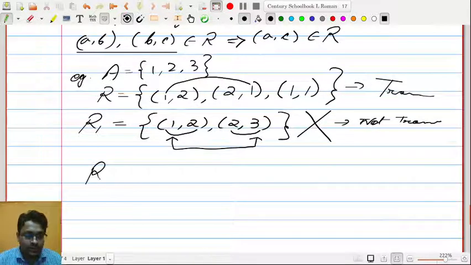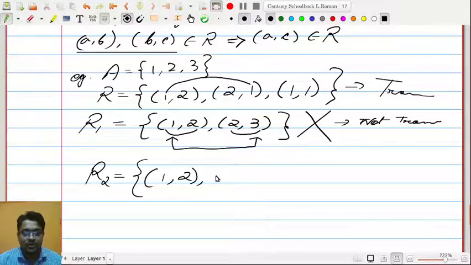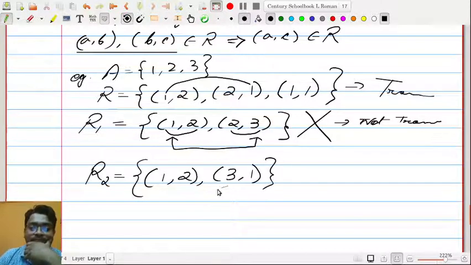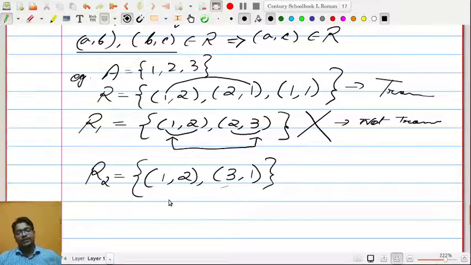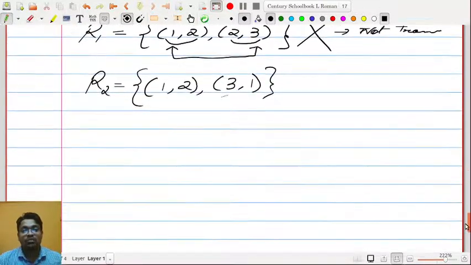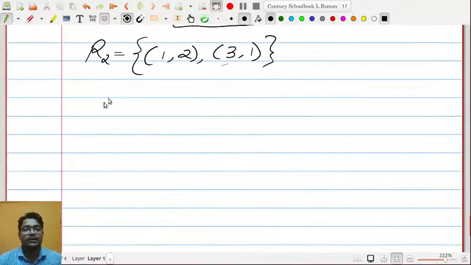What about this? Can you say this is transitive or not? 1 related to 2, 3 related to 1. Is it transitive, this relation? 1 related to 2, 3 related to 1 here. For understanding this, we need to understand something more about mathematical logic.